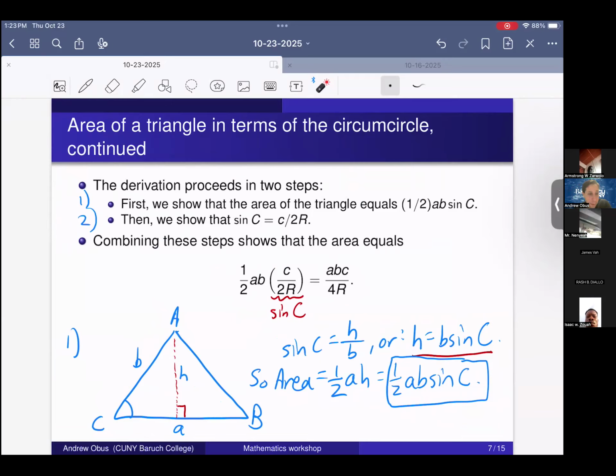And then in order to get the full formula, we just need to do step 2. We need to show that sine of C equals C divided by 2R. All right, so any questions before we move on to step 2? Are there any questions about step 1? How we get that the area of the triangle is 1/2 AB sine C?